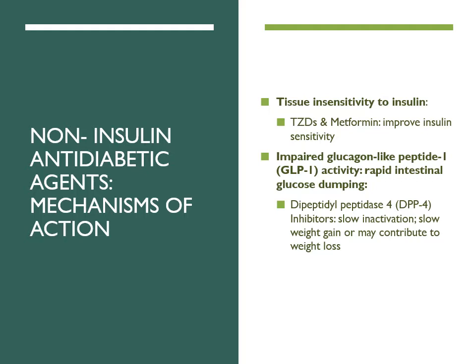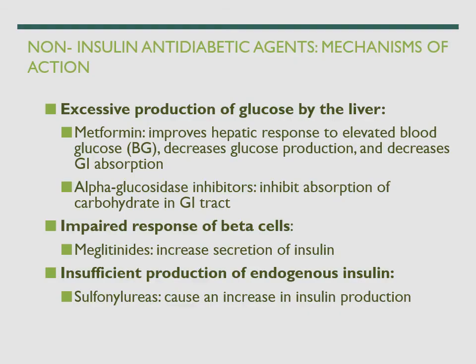The next issue is impaired glucagon peptide 1 activity. So for excessive production of glucose in the liver, metformin and alpha glucosidase inhibitors are going to be helpful. For impaired response of beta cells, meglitinides will be useful. And if there's insufficient production of endogenous insulin, we have the sulfonylureas.